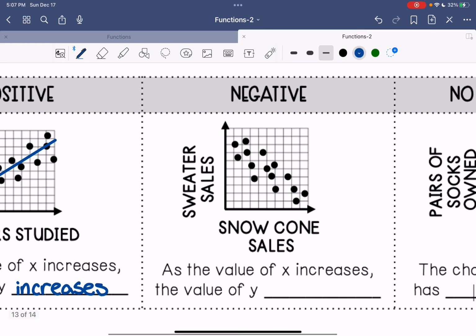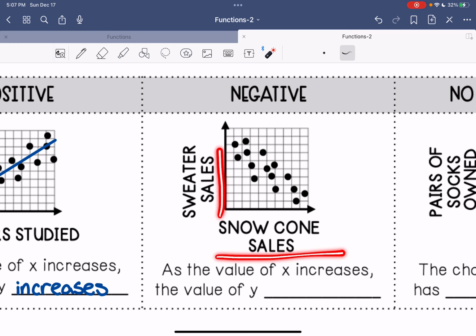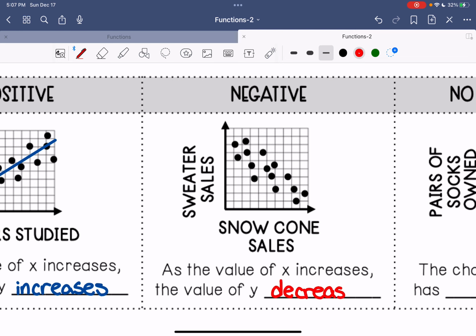The opposite is true for negative relationships, such as the relationship between the amount of snow cones sold and sweaters. As the value of x increases, this time the value of y decreases. And we can see that moving from left to right, our y values trend downwards. If we draw that line of best fit or trend line through those points, we can see that it has a negative slope.